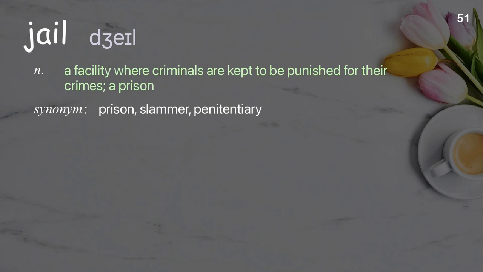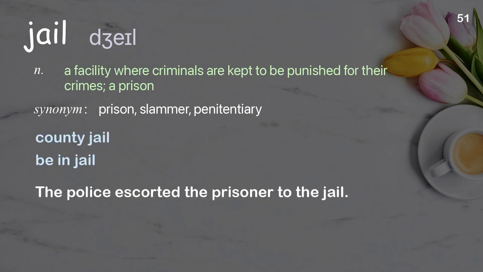Jail. A facility where criminals are kept to be punished for their crimes, a prison. Examples: county jail, be in jail. The police escorted the prisoner to the jail.